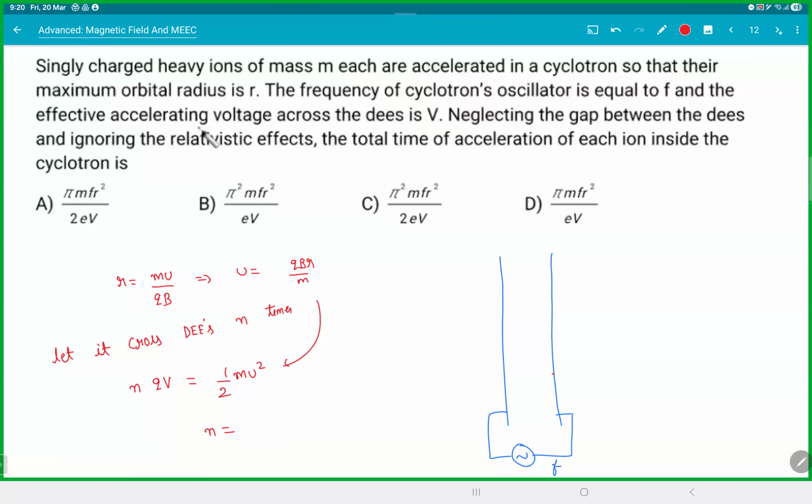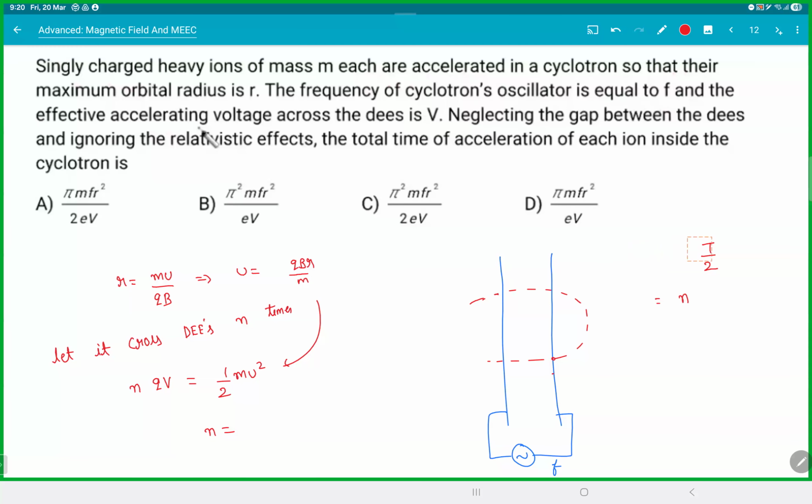The total time of accretion of each ion inside the cyclotron. So you're neglecting the gap between the D's. Also, I think you can get the time period from this. How much is this? Every time you make one circle, you cross the D 2 times. So the time must be n into T by 2. So for every crossing, it takes a time interval of T by 2, isn't it? And that will be how much?